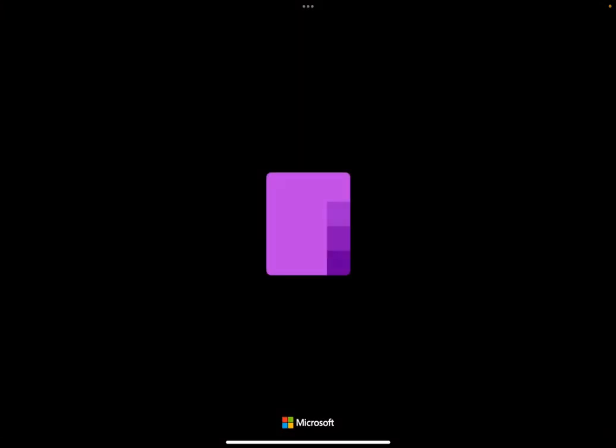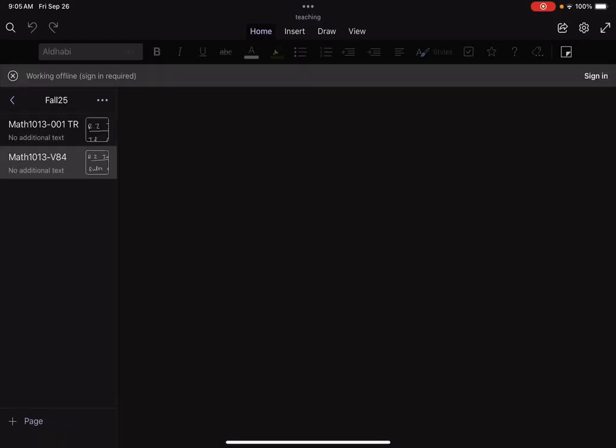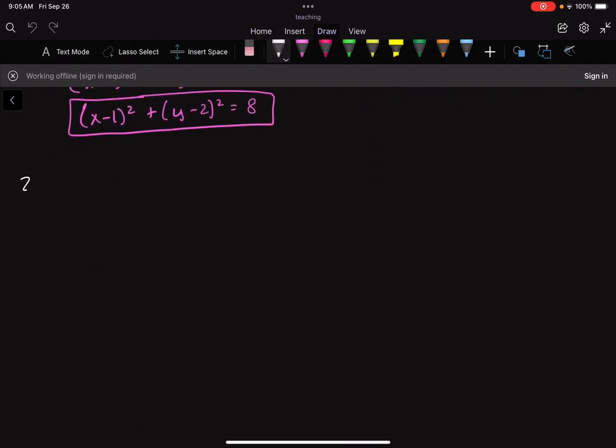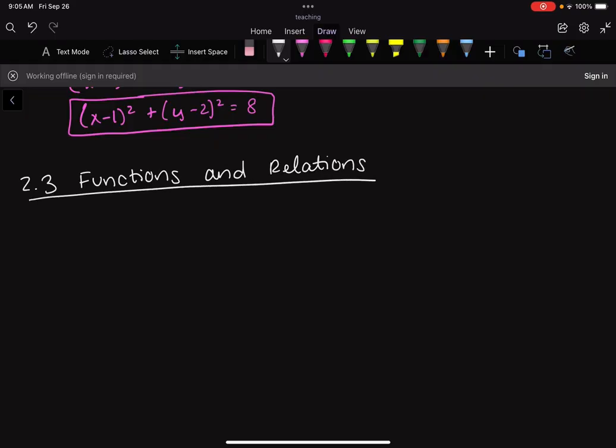This one is 2.3, which is functions and relations. So I'm going to go ahead and write that down. Functions and relations. So of course in a normal class, I really do like to kind of talk about these things, but unfortunately for y'all, I just kind of have to tell you what it is.